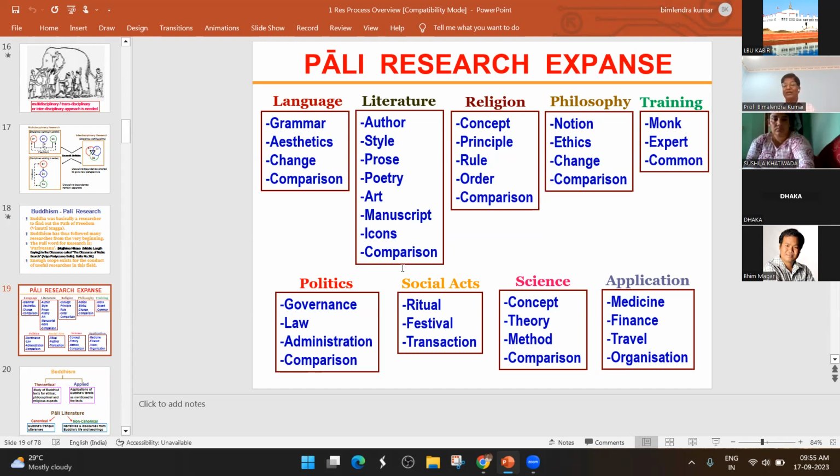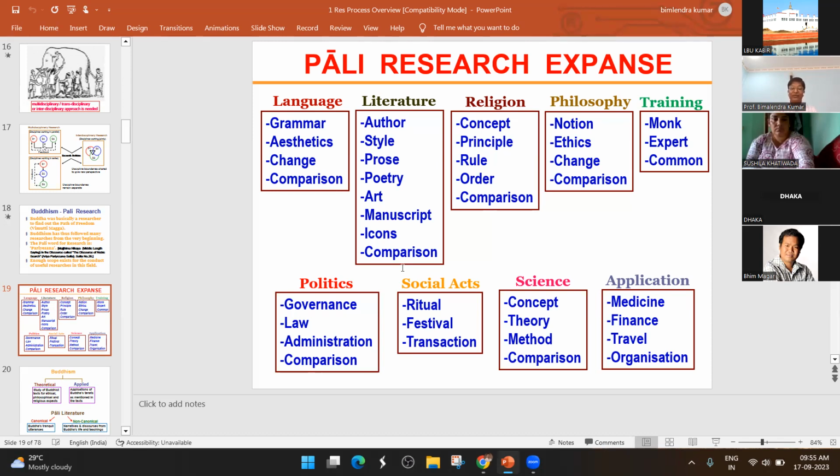Whenever we are talking about the trainings, there are three things, the Sikkha. In Pali, it is called as Adhisila, Adhicitta, and Adhipanna. These are the three things which are called as the trainings. In Pali, it is called as Tisso Sikkha, that is the three trainings. In a general sense, it is called as Sila, Samadhi, and Panna. And related with these topics, the study related with the monk, expert, and the common people can be undertaken for that.